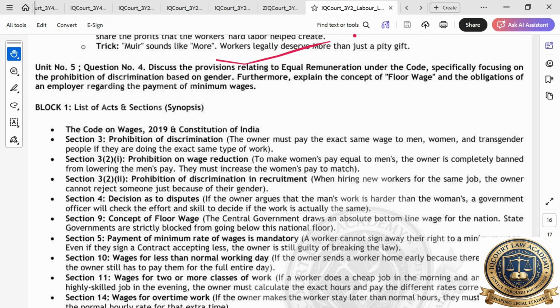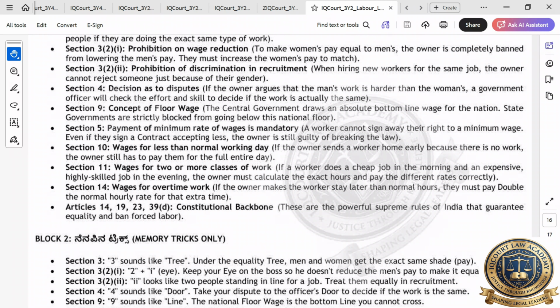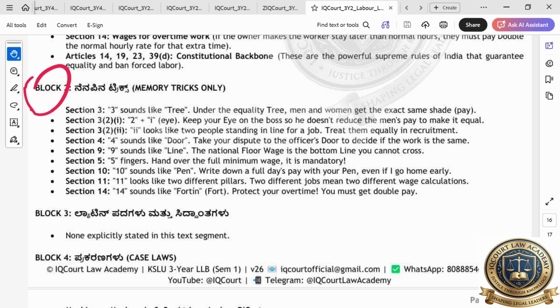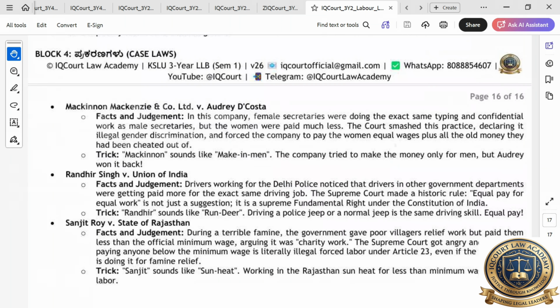Discuss the provisions related to equal remuneration under the Code, specifically focusing on the prohibition of discrimination based on gender. Furthermore, explain the concept of fair wages and the obligation of the employer regarding the payment of minimum wages. In block 1 we give the headline sections and the explanation. In block 2, we provide the tricks. In block 3, we provide any Latin words. There is no doctrine here, so there is nothing there. In block 4, we provide the case laws, and we also provide the facts and judgment in detail.